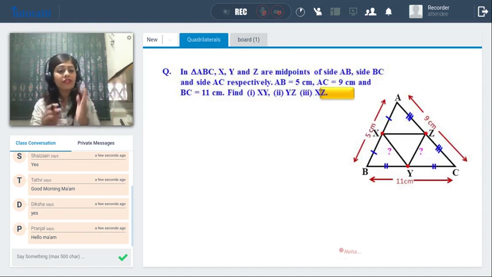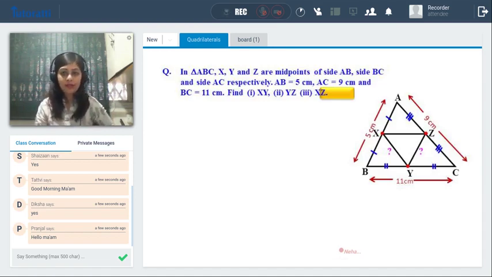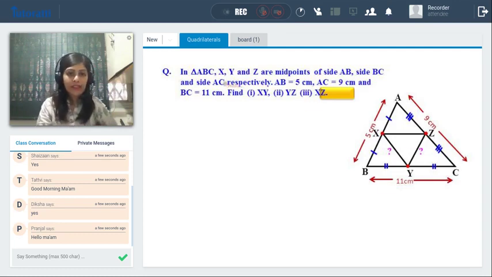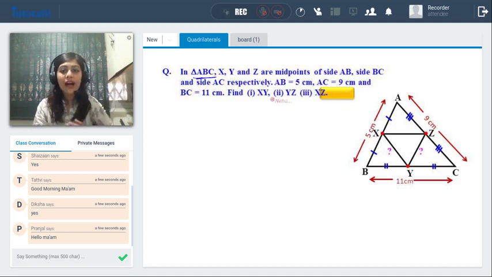Students, the rest of the chapter we're going to solve only using these two theorems, the midpoint theorem and the converse of the midpoint theorem. Let's quickly look at which theorem will be applied where. Now, in triangle ABC, X, Y, Z are the midpoints of sides AB, BC, AC. So students, what do we have?